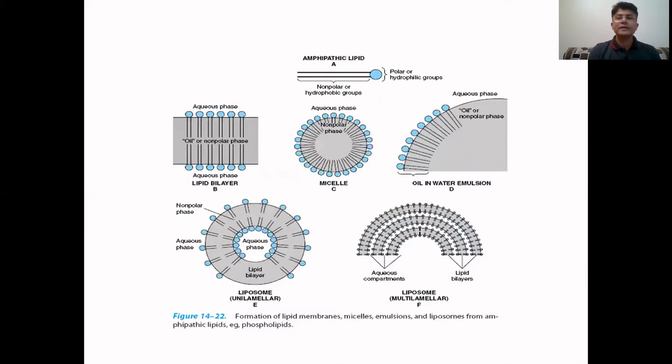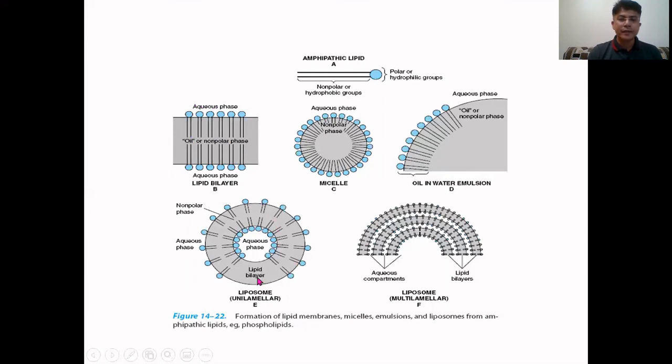Now these lipids have an amphipathic nature, and because of that they can form various structures. So here a monolayer may result in the formation of a micelle-like structure. For example, when oil is mixed in water, an oil in water emulsion may form and a micelle-like structure may be formed. These lipids can also form a bilayer where the polar heads are oriented towards the aqueous phase and the nonpolar tails are oriented towards the inner side of the bilayer.